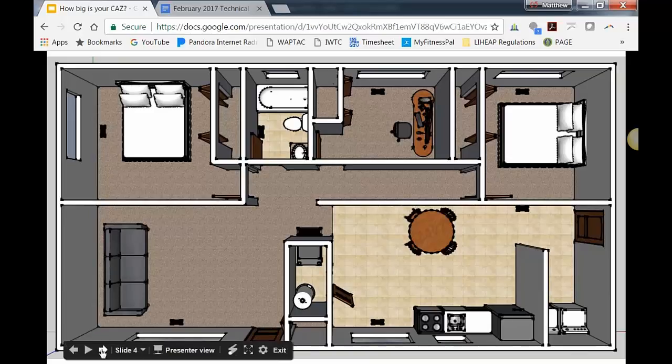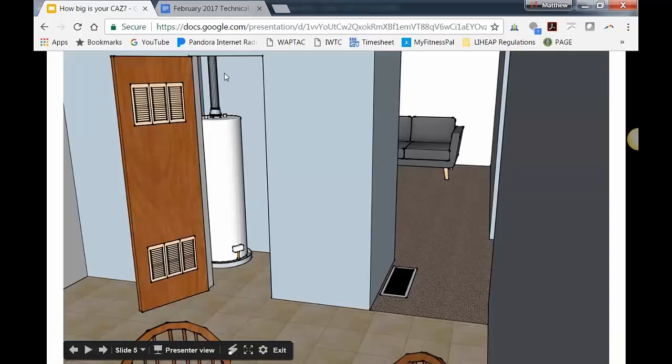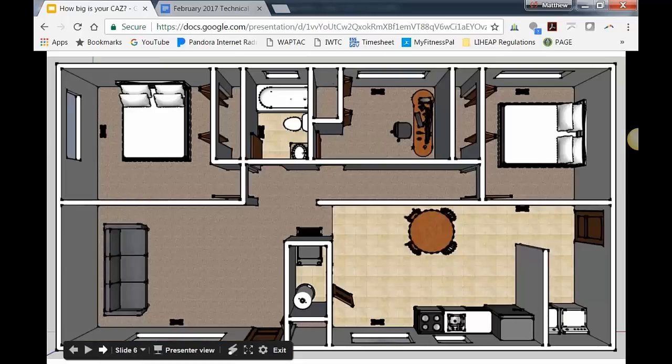Now, the other important thing to know about this house is that the door on the CAZ was vented, and they're drawing their combustion air from inside the house. So my first question to you guys is, how big is the CAZ on this house?